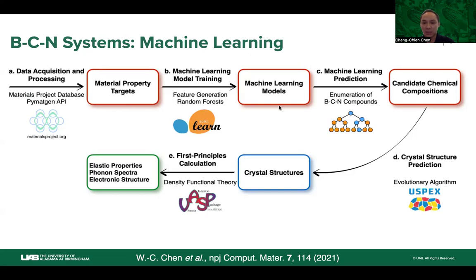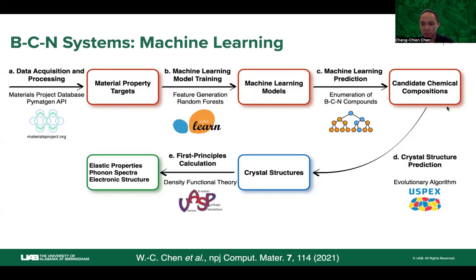Once the model is trained, we can apply it to study BCN superhard materials with varying compositions. And once we have the promising superhard compositions, we did not stop here.